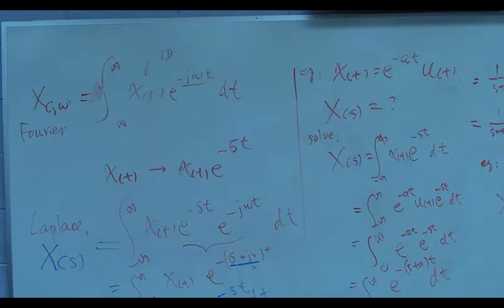Right. This is called the region of convergence. That means this signal only converges when s is greater than 3. So this is called the region of convergence.